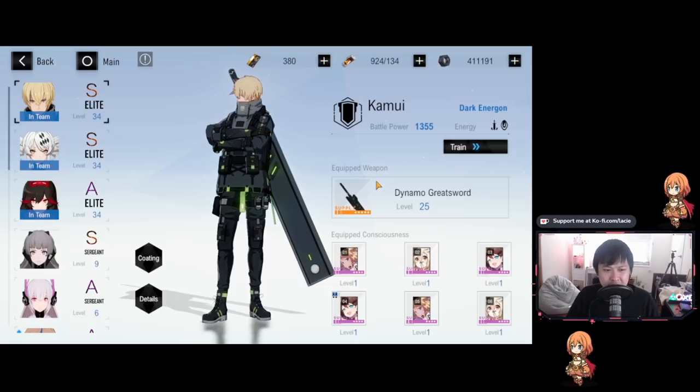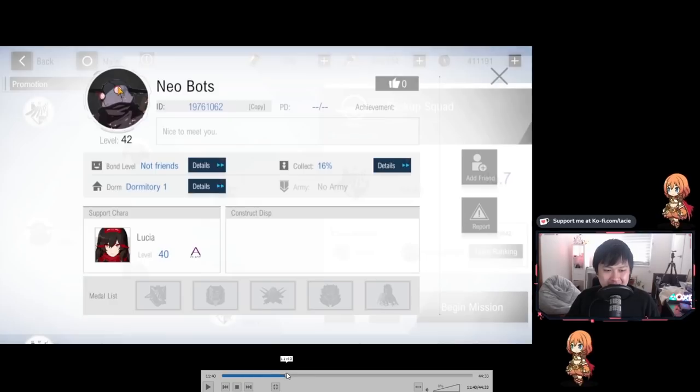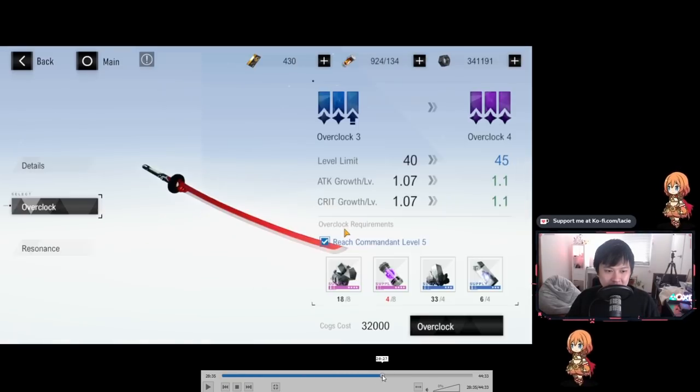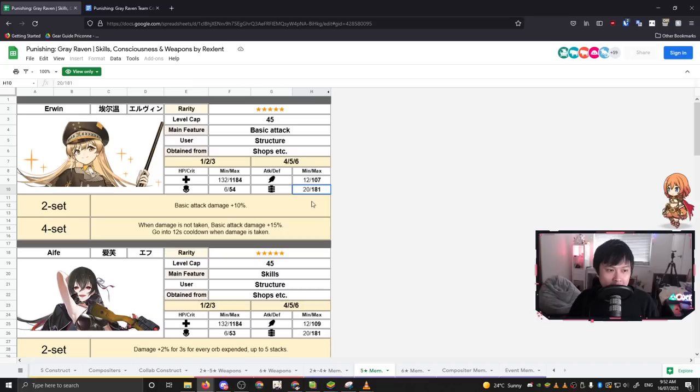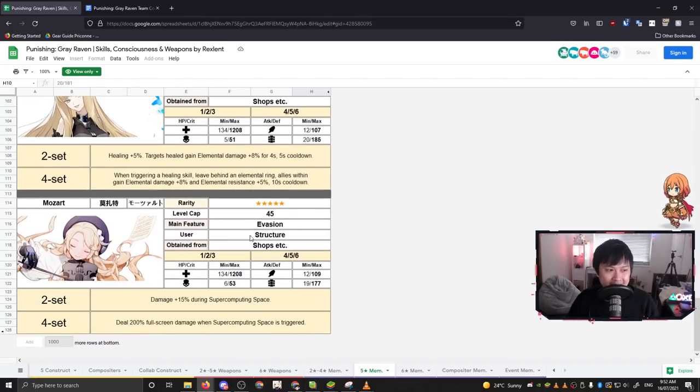5-stars, typically, you're just going to be using them as placeholders. So just scramble together what you can, because we actually get a whole bunch of them from those quests. On the topic of the 5-star memories, let's go through them real quick. Essentially, you're going to be okay if you equip these, except for Mozart.